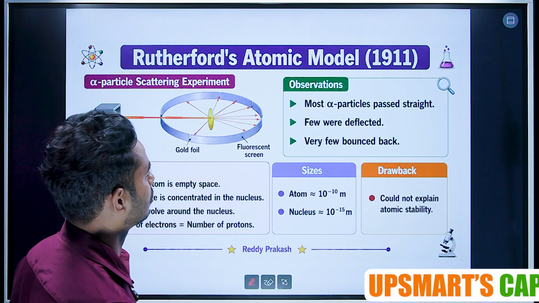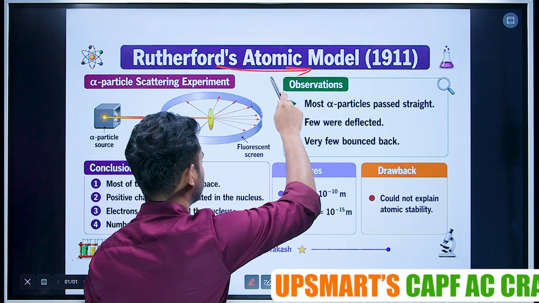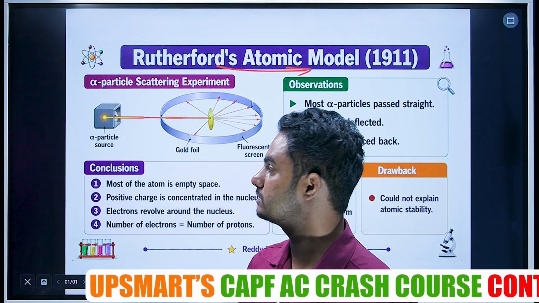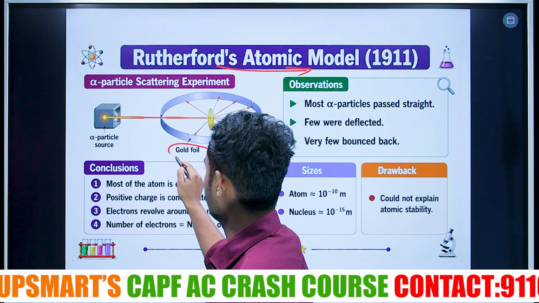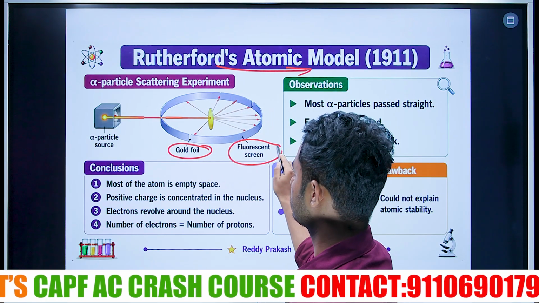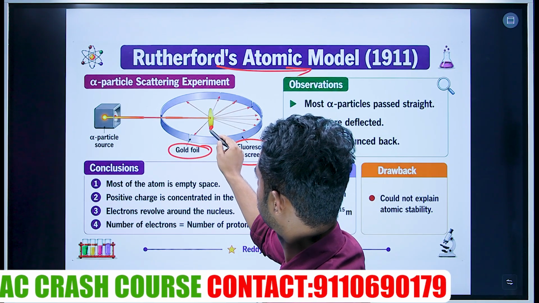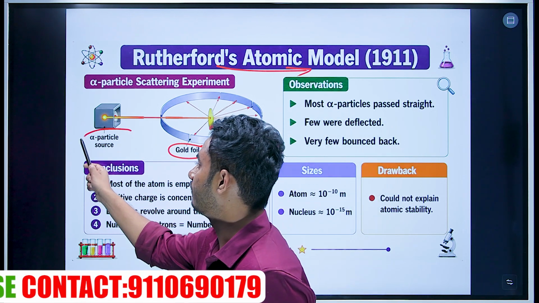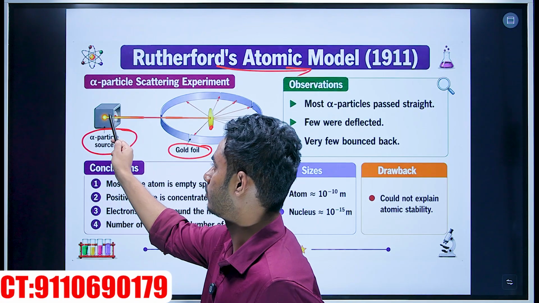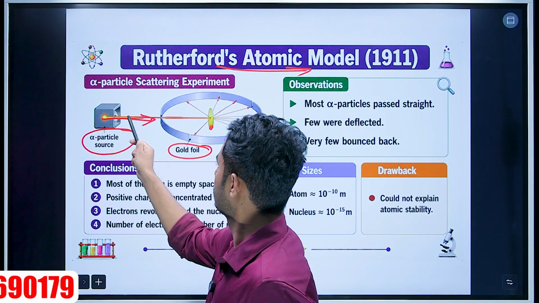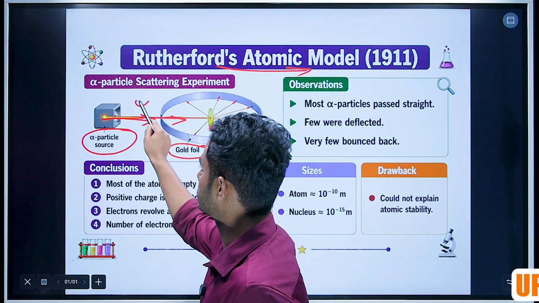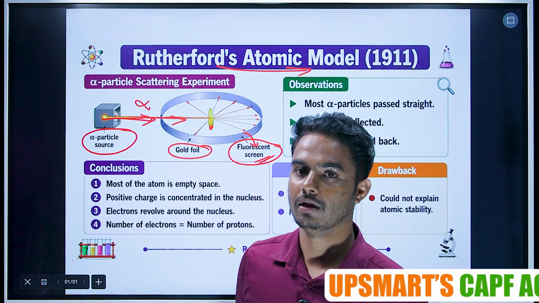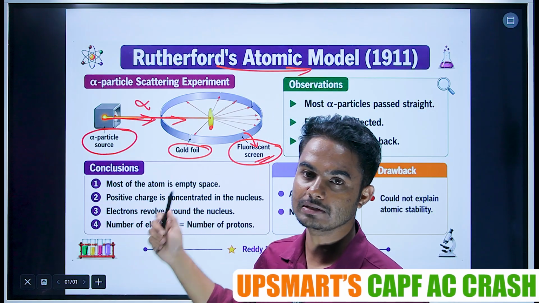Next, Rutherford's atomic model. The important thing with him is he used a gold foil and a fluorescent screen. This is a gold foil and this screen is called the fluorescent screen. And he used an alpha particle source. This particular box will be beaming alpha particles. It will release alpha particles towards the gold foil, which is covered by a fluorescent screen.